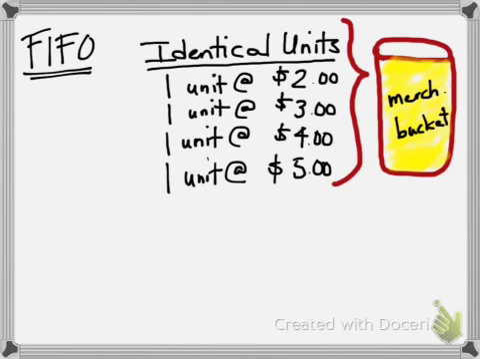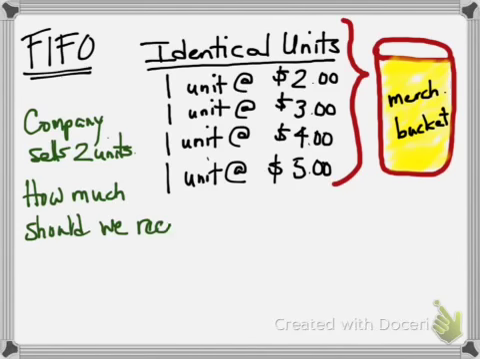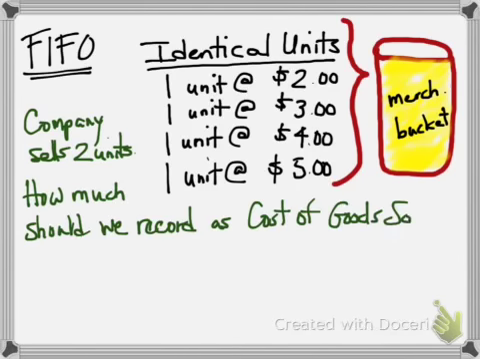The first unit we bought cost us $2. The second unit had a cost of $3, then $4, and then $5. So we bought one unit on four different dates over time where the cost was increasing over time. Two weeks after we bought that fourth unit, the company sells 2 units. Our question now is, how much should we record as cost of goods sold?